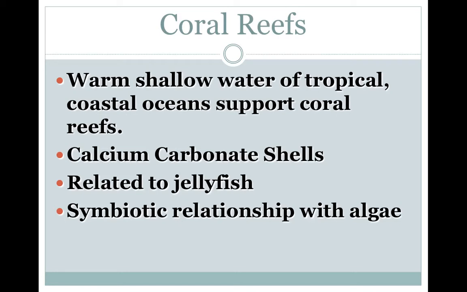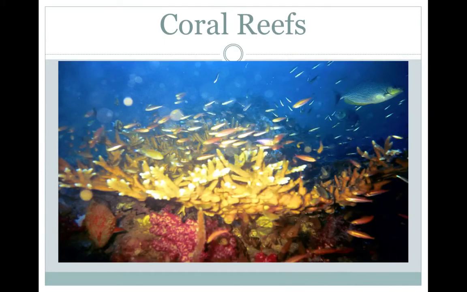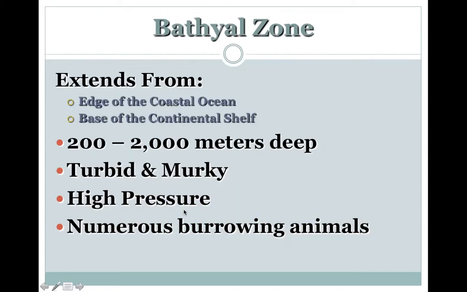Because those algae are photosynthetic, they need to be within 40 meters of the surface so they can get that light. And again, here's a picture of a coral reef right here. And remember that the shells are actually calcium carbonate and the organism lives inside the shell. And there can be thousands or even millions of these organisms living in these coral reefs.